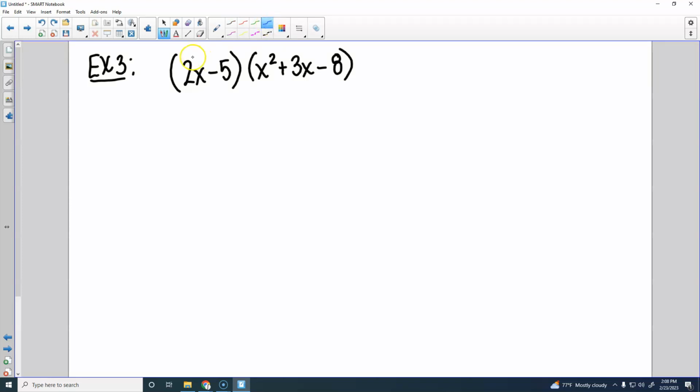So what you're doing is just what Evan told us to do. We're taking our 2x, we're multiplying it by the first term here, which is going to give us 2x to the third power. Then we multiply it by the next term, which is going to give us positive 6x squared. And then we multiply it by that last term, which is going to give us negative 16x.